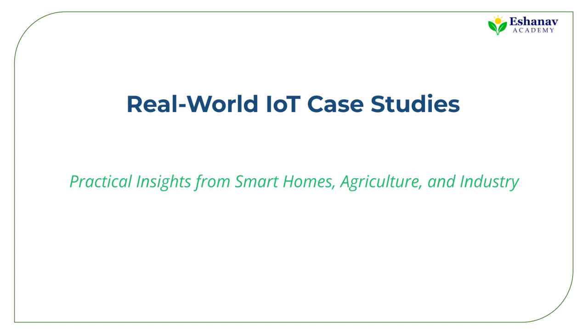Imagine walking into a house where lights adjust automatically as you enter a room, the thermostat optimizes energy use, and your coffee machine starts brewing just before you wake up. That's smart home IoT in action.